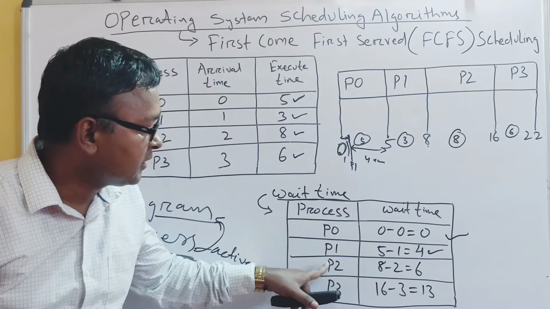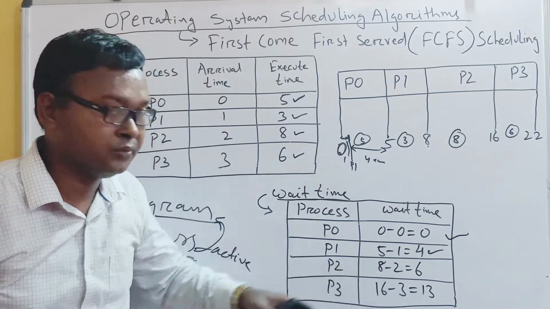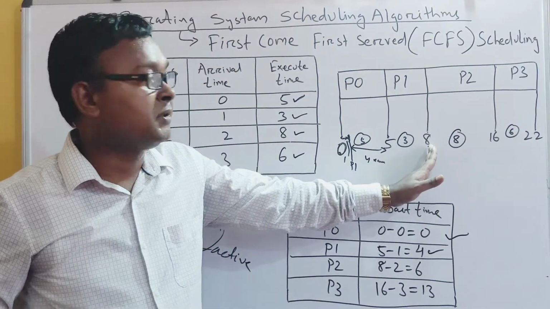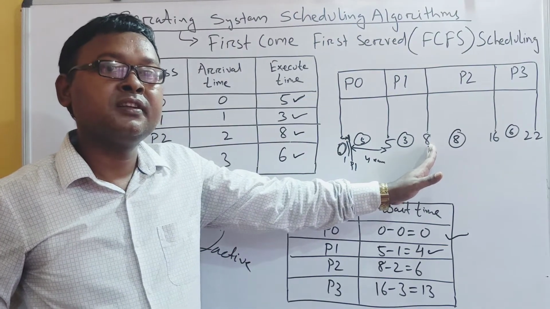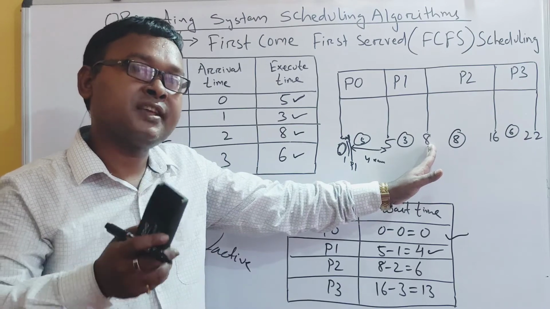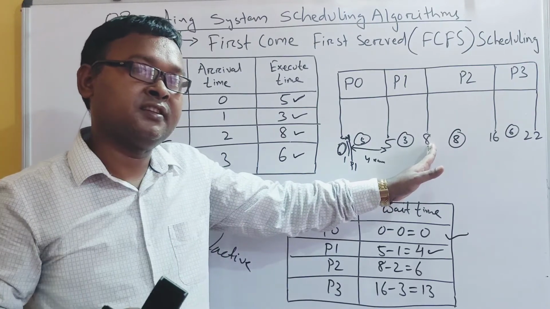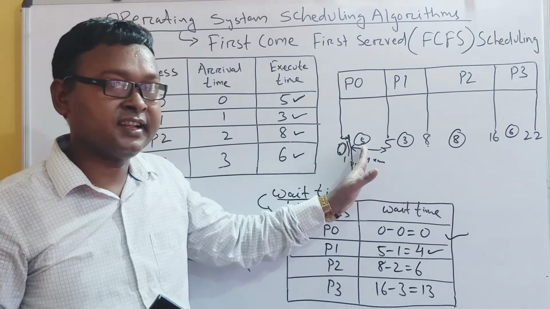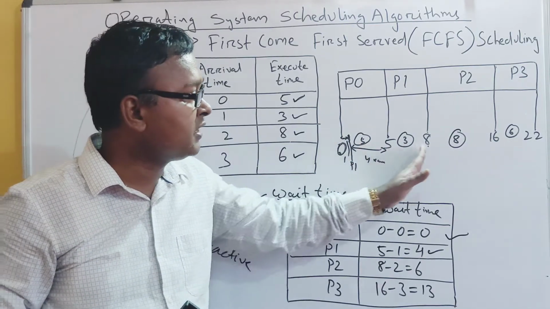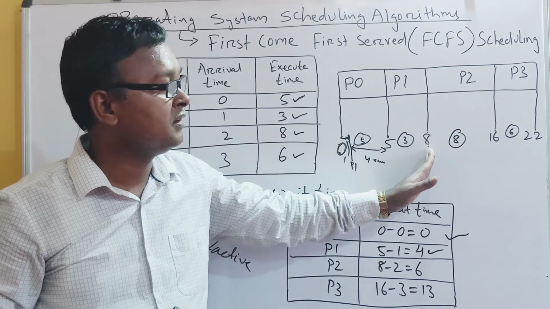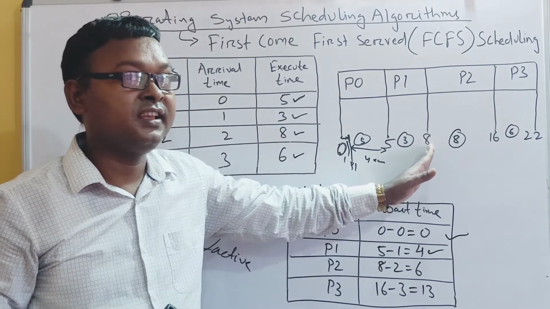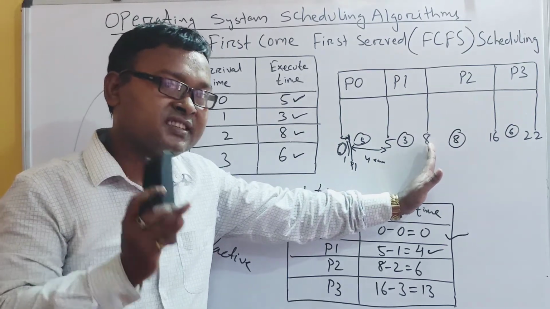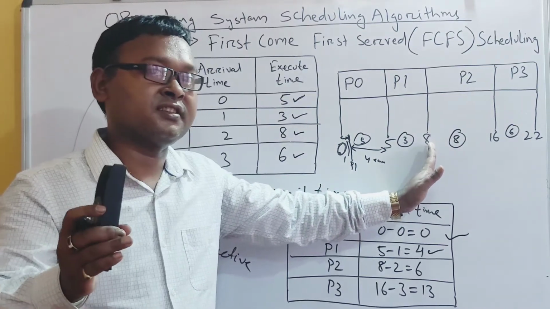Now P2. What is the waiting time for P2? 8 minus 2. It started at 8, right? But how much time did P2 wait to acquire the processor? P2 entered at 2 nanoseconds, right? So what is the total waiting time for P2? 8 minus 2, 6 nanoseconds. So P2 waited for 6 nanoseconds to acquire the processor.